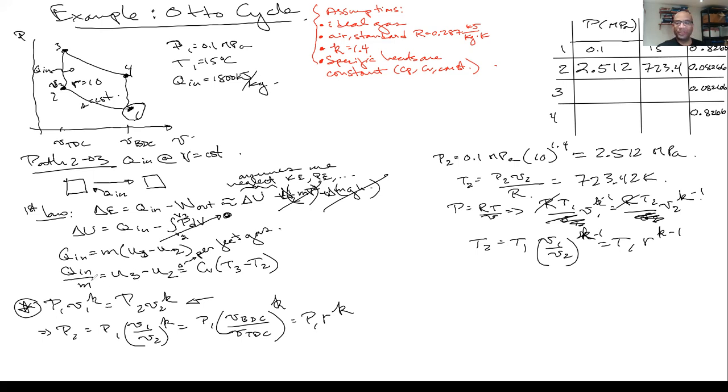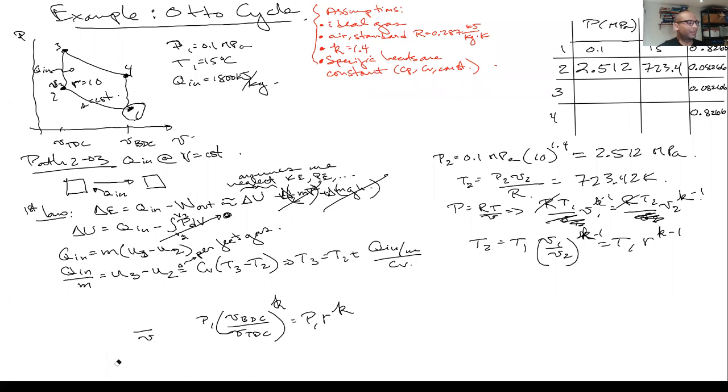Cool. I know Q in over M, that's 1800 kilojoules per kilogram. Cv, I'm going to calculate it in a minute. I know T2, so I can find T3. So therefore, T3 is equal to T2 plus Q in over mass divided by Cv. Okay.